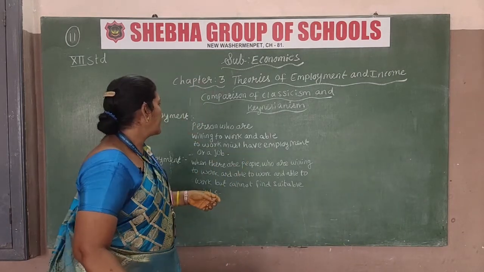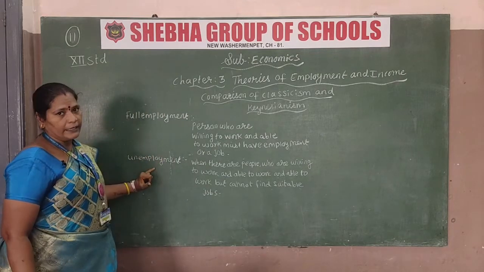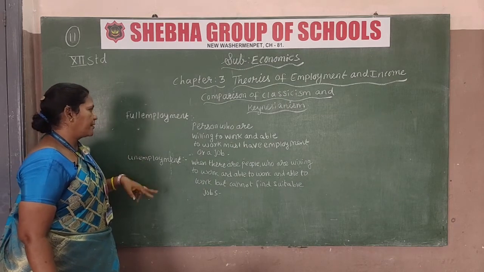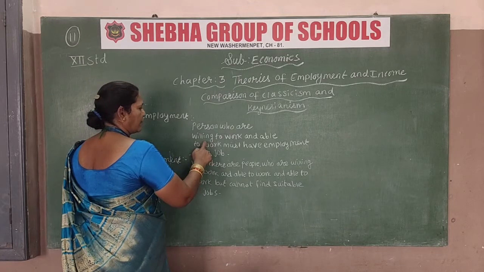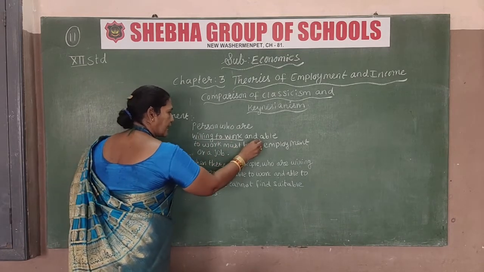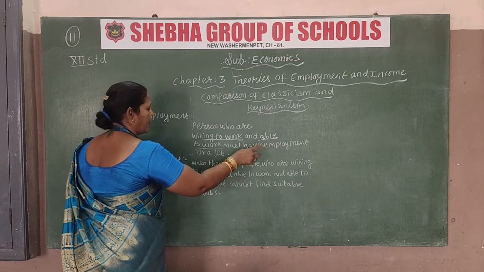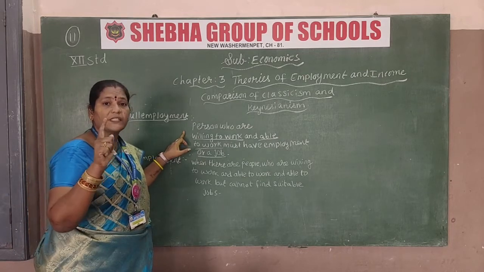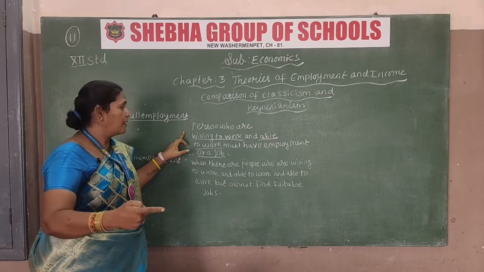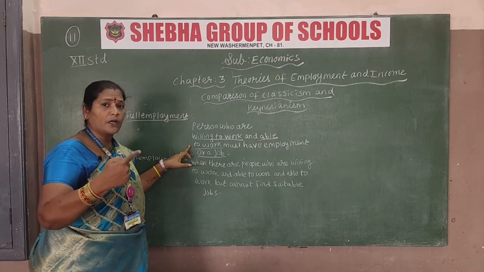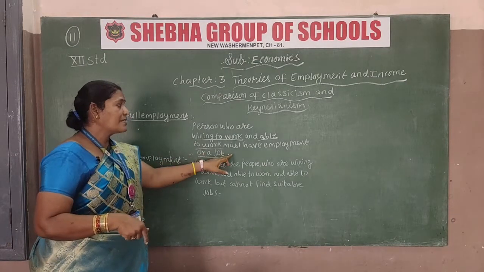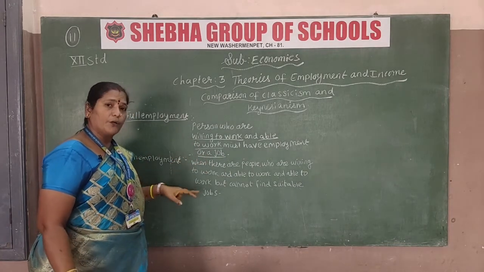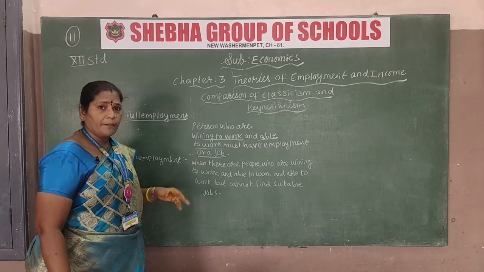Okay, now let us see about full employment and unemployment. What is the difference between full employment and unemployment? In full employment, persons who are willing to work and are also able to work must have employment or a job. It is mentioned that a person who is willing, interested in work, and also able, meaning he can do that work, must have employment or a job. Right, children? Those who are willing to work and able to work must get employment, a work, a job.